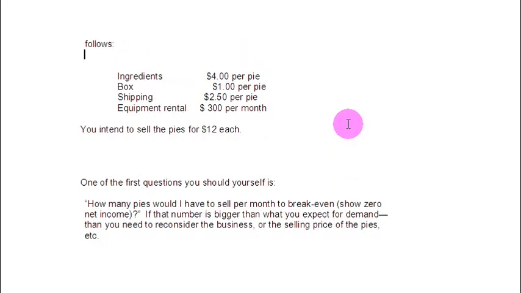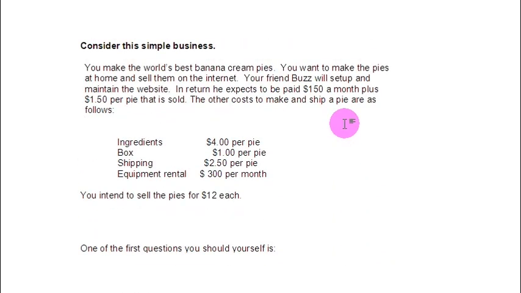Before we do that, let's take a look at the cost structure again. Let's label each one of these costs according to behavior. You learned all about cost behavior in previous chapters. Anywhere we have a cost per pie, that's a good indicator that those are variable costs. So ingredients, boxes, and shipping all appear to be pure variable costs. What about the equipment rental? Well, that's fixed. It's going to cost $300 per month to rent the equipment regardless of how many banana cream pies we produce and sell.